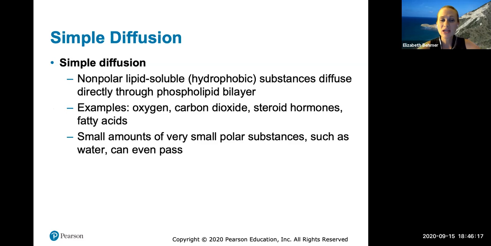An example in your body of things that go through simple diffusion is when oxygen and carbon dioxide diffuse across your lung air sacs to get into your blood. We'll go into that more, but again, these introductory chapters give you an introduction to some of these physiological processes that we'll go into more detail later. Steroid hormones and fatty acids will travel across cells through simple diffusion.